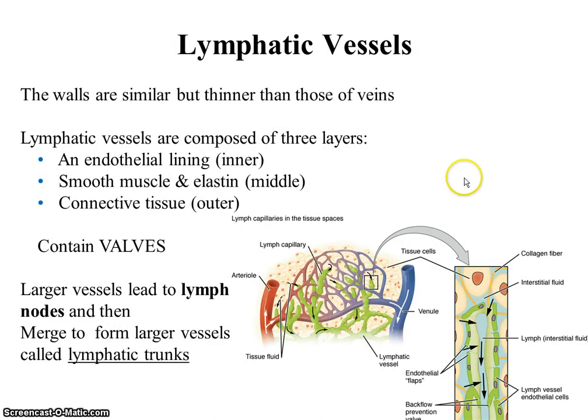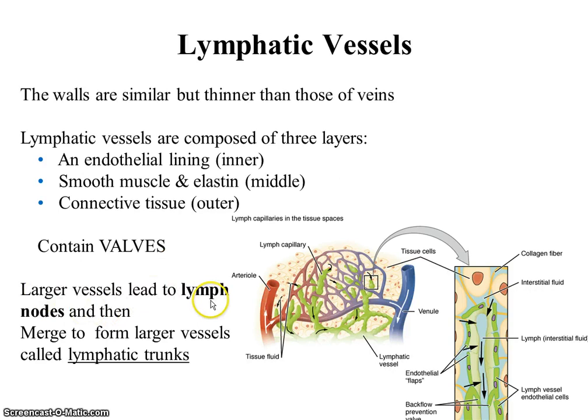So these capillaries, like the blood vessels, end up becoming larger because we do our reabsorption here. Now we need to get bigger and bigger to contain all the volume that's coming back and get it through to the heart through one tube, which are known as the ducts. So, as I mentioned before, the walls are very similar but thinner. Lymphatic vessels are composed of 3 layers. So again, you have your inner tunica, that's endothelium, smooth muscle that can contract, and connective tissue. Contains valves, just like the veins did.